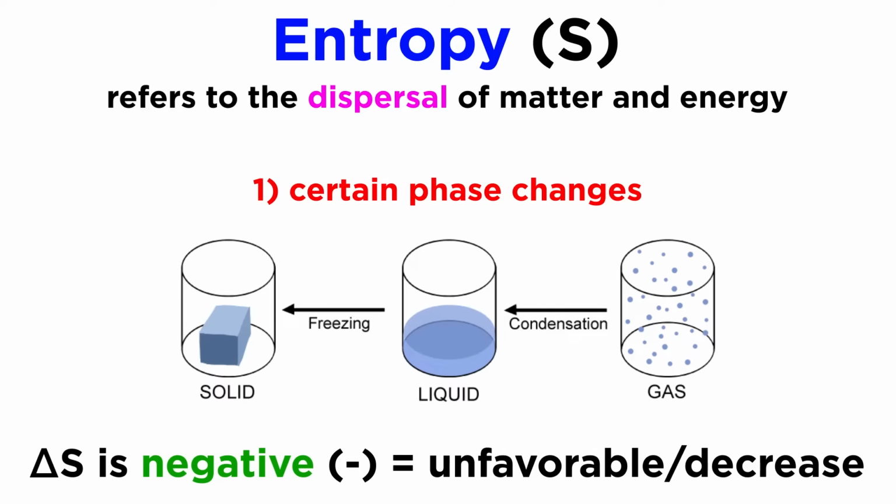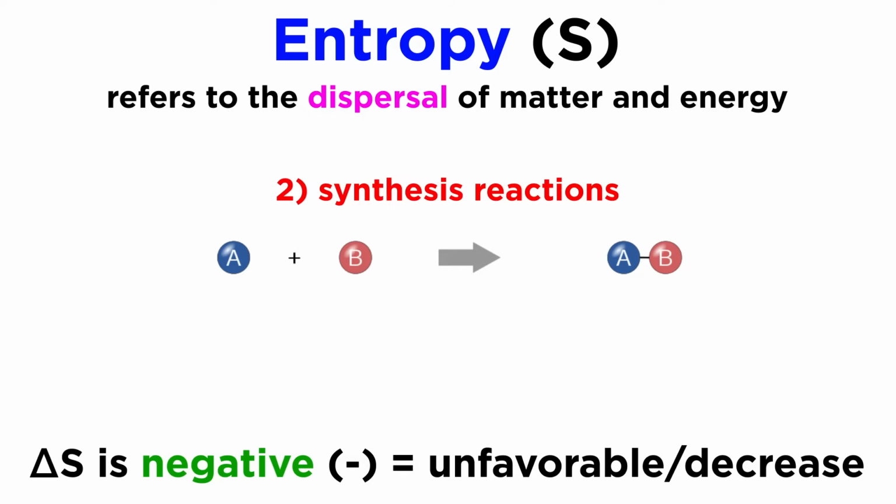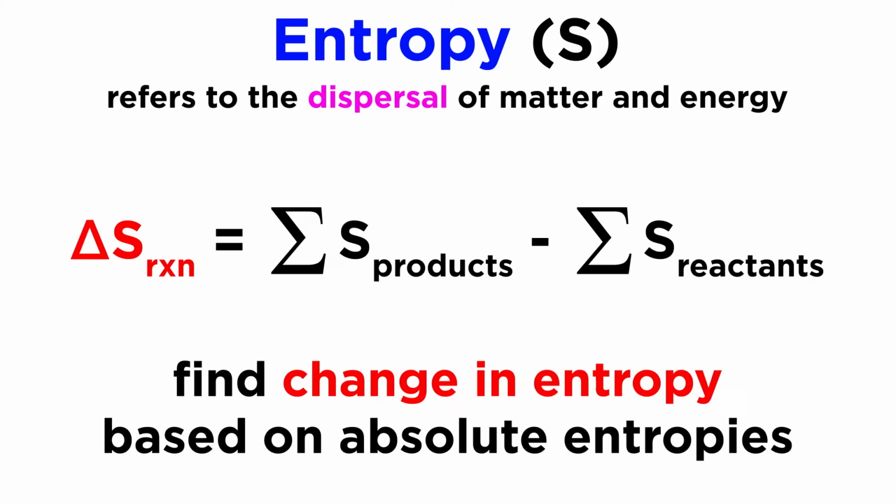Examples of a decrease in entropy would be things like phase changes from gas to liquid to solid, or synthesis reactions where smaller molecules fuse into larger ones. We can also calculate the change in entropy for a chemical process by finding the sum of the absolute entropies of the products and subtracting from that the sum of the absolute entropies of the reactants.